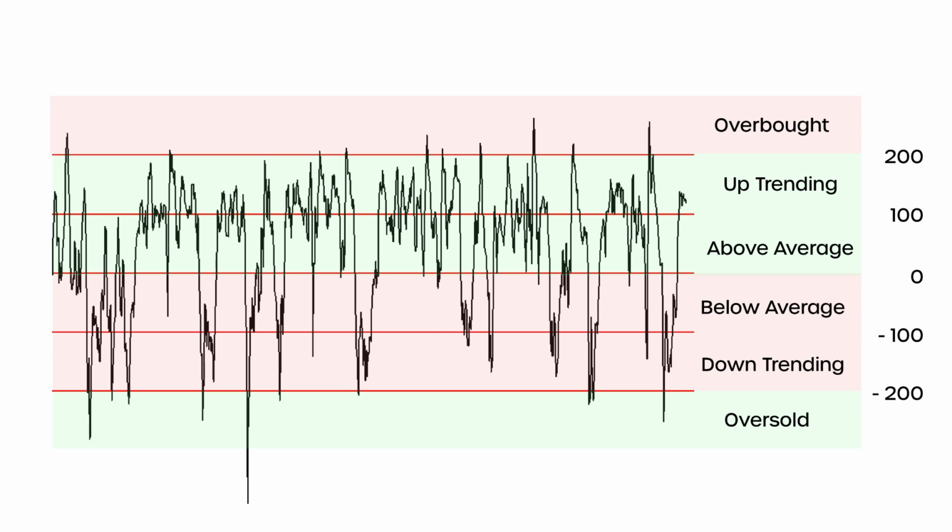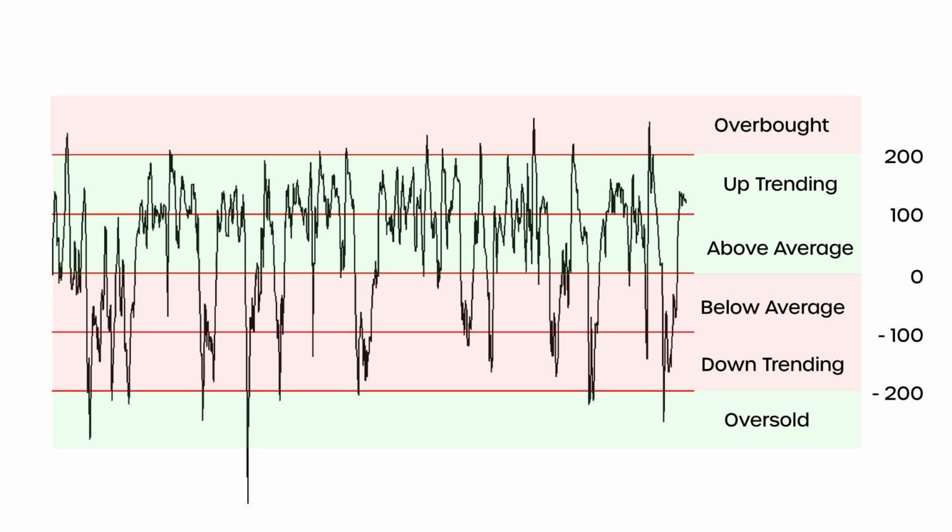But let's take the below average and downtrending levels at the beginning, minus 100 and minus 200. If the majority of the time the security is in the below average area, and especially hitting the downtrending area, this is a poor stock. This is a stock to short. You can see the historical weakness of this stock.